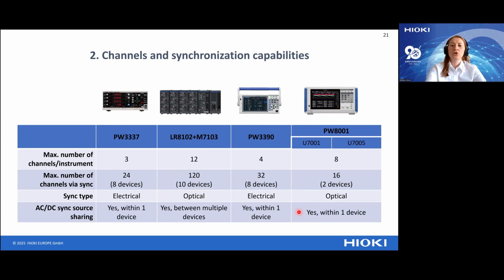One topic that we have not spoken about much yet is the AC-DC synchronization source sharing. This is only relevant if you're looking into measuring, for example, efficiency, so AC and DC signals, and you want to synchronize these. You can see that most devices have this capability of synchronizing these signals. However, it is mostly only possible within one device, except for the data logger LR8102. This one can also synchronize between different devices.